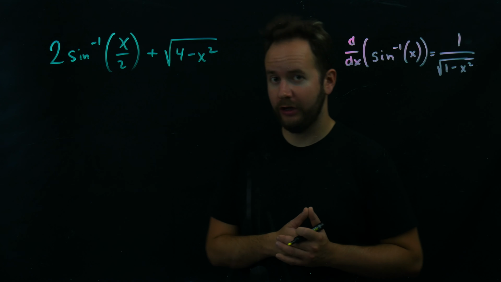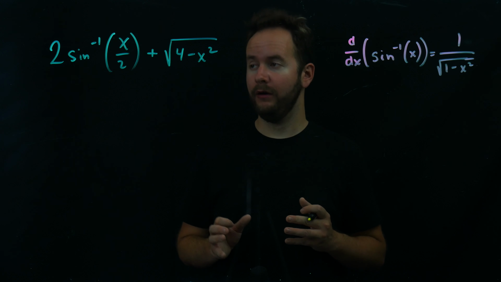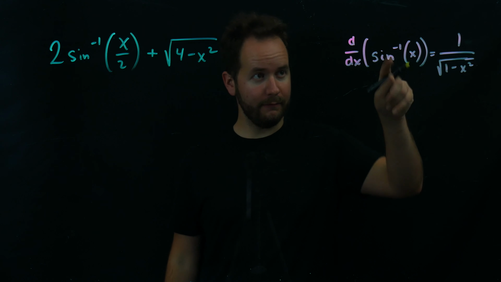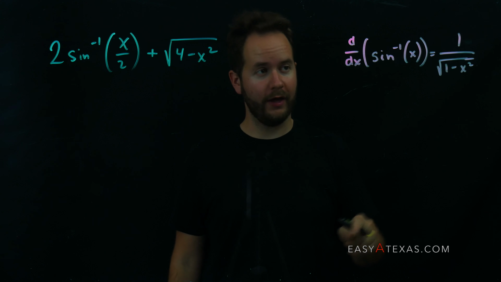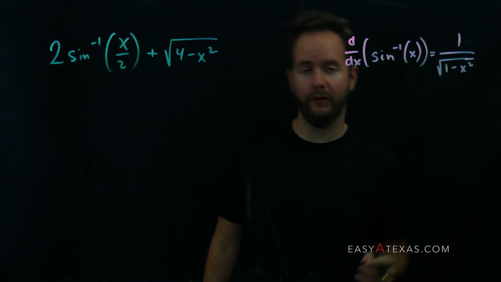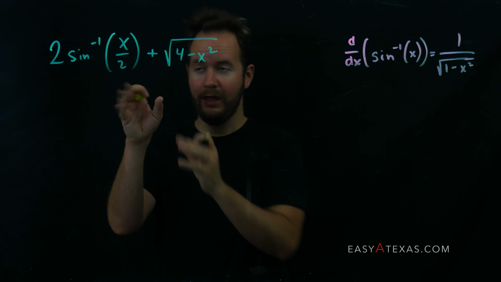Here we have kind of a gross chain rule problem because there's going to be a lot of square roots in play here. I'm going to take the derivative of this expression, keeping in mind that this might be a derivative rule you don't know yet. The derivative of inverse sine of x is 1 over the square root of 1 minus x squared. So I'm going to use that rule as I tackle this problem.